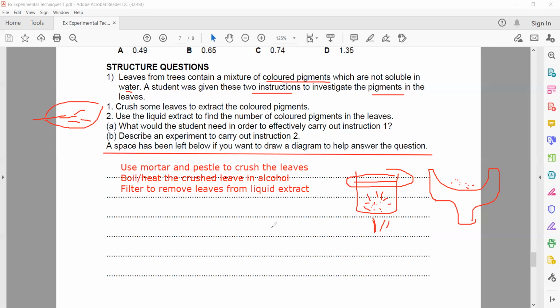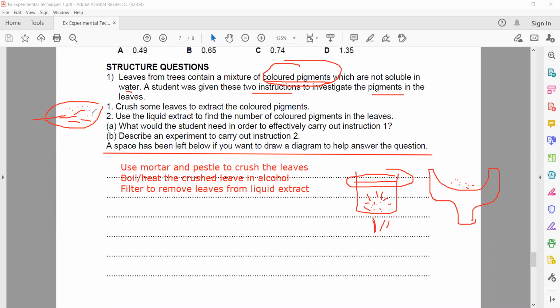Yes, Abdullah? Sir, if we heat it, will the leaves become smaller or something? What is the use of it? The use of heating it is to extract the color. The leaves have color, the pigment. As you can see, they mention leaves from the tea contain a mixture of colored pigments. We want to remove the color out.